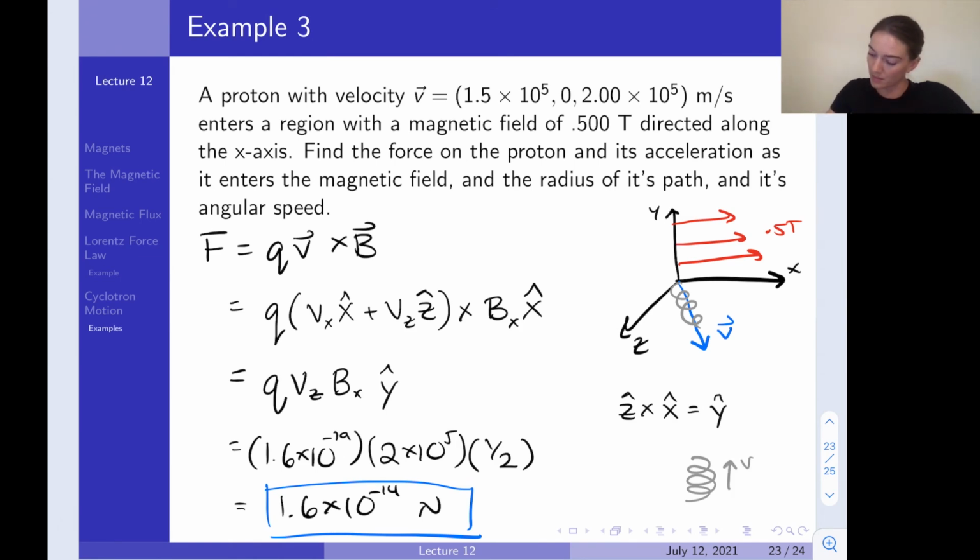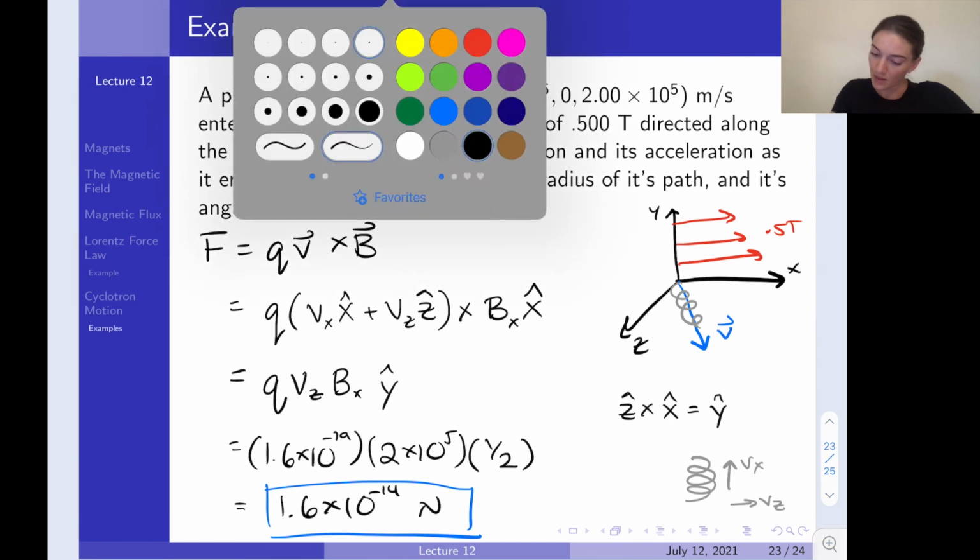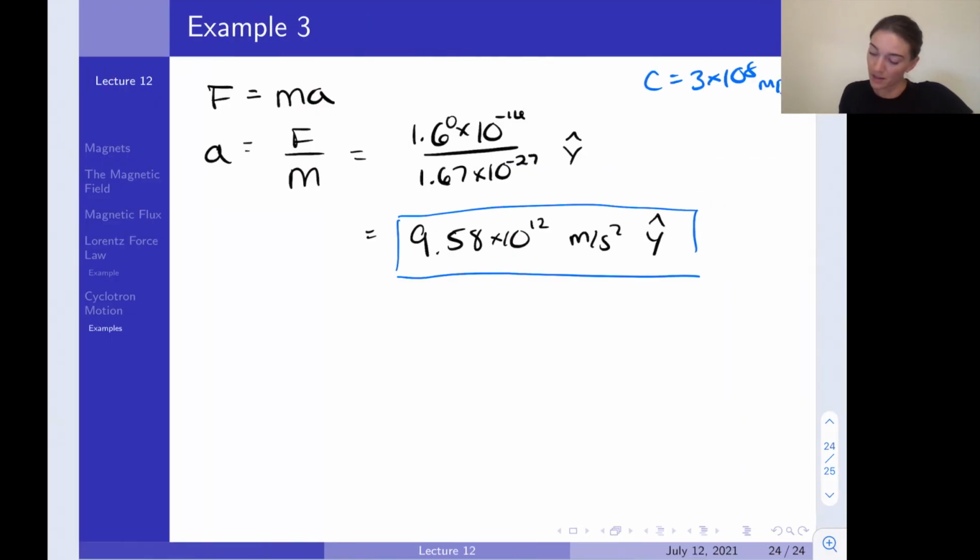So we'll have some velocity and some displacement in the x direction, and then this velocity in the z direction will give it that spin. Okay, so we want to find the radius of its path. So the radius is mv over qb.